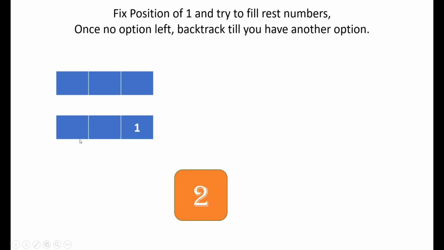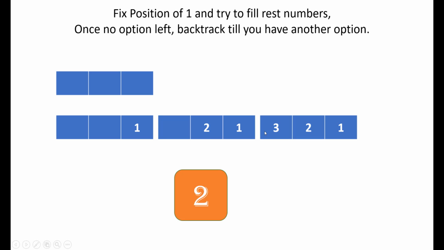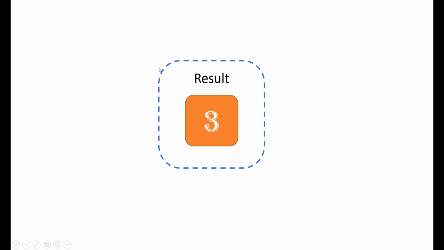So we tried filling 2 in the first place, which did not work out well for us. So now, the next thing we can do is try filling 2 in the second place. So we fill 2 in the second place. And then we try to fill 3, which satisfies our condition, and thus we can increase our count. If you see, there are no more places, no more permutations or combinations left for us to try out. So we just return the result, which is 3.